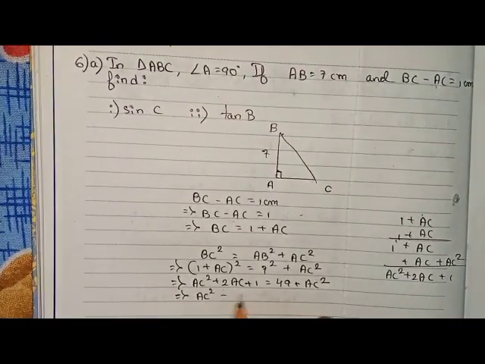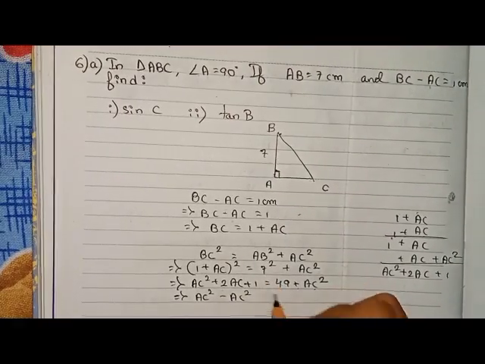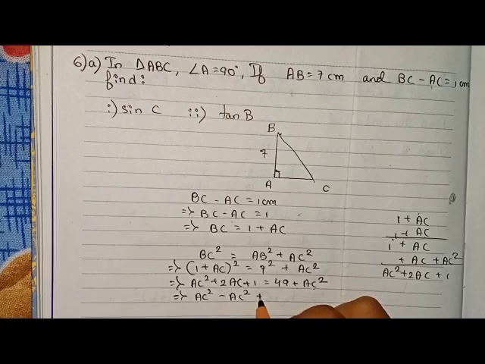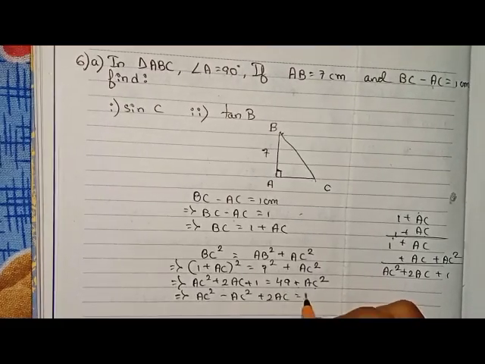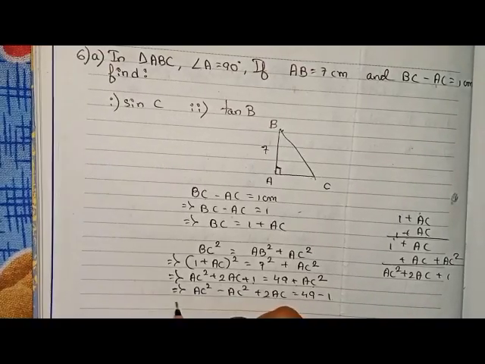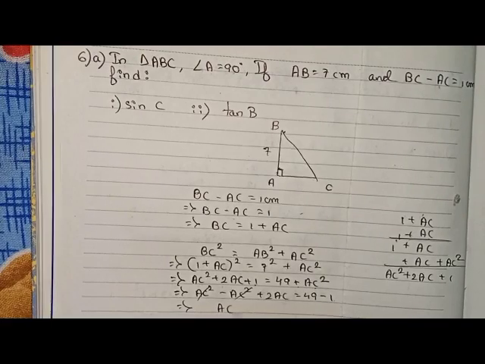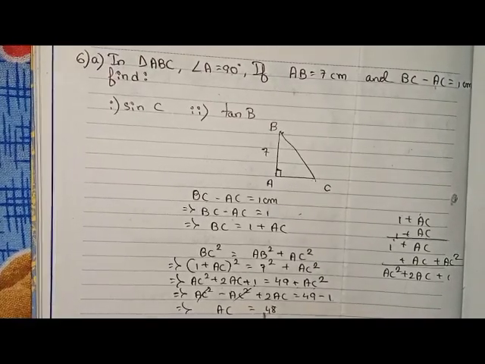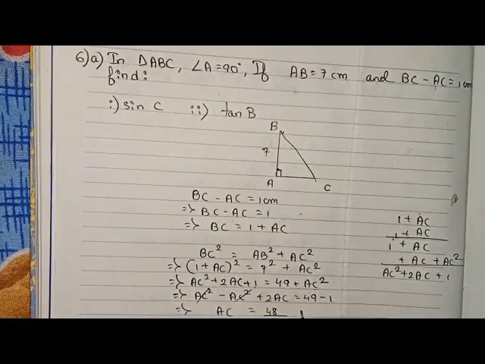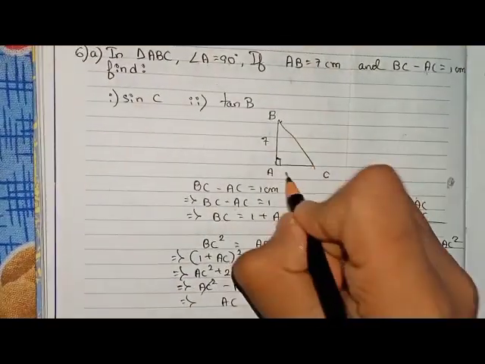So AC square minus AC square, we are taking this AC square to this side, so it goes for minus. Plus 2AC is equal to 49 minus 1. Taking this 1 to this side, so it goes for minus. This cuts. So AC will be equal to 48 by 2, 24. So AC is equal to 24 centimeter.